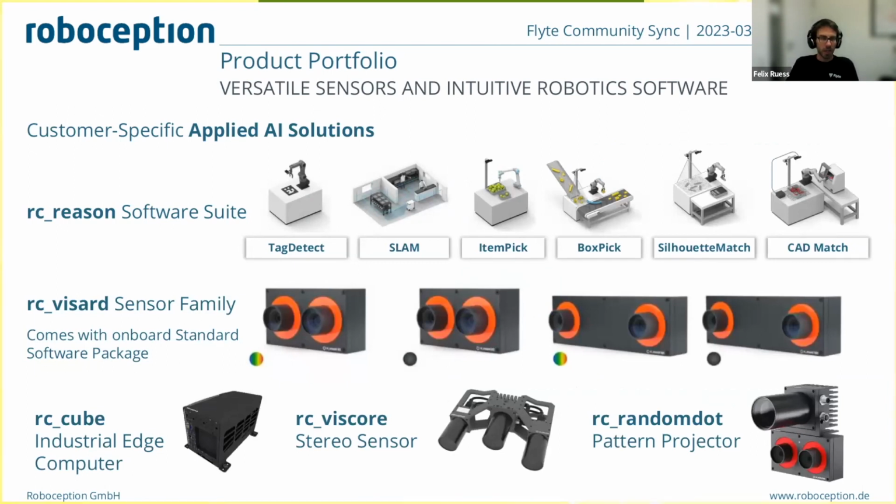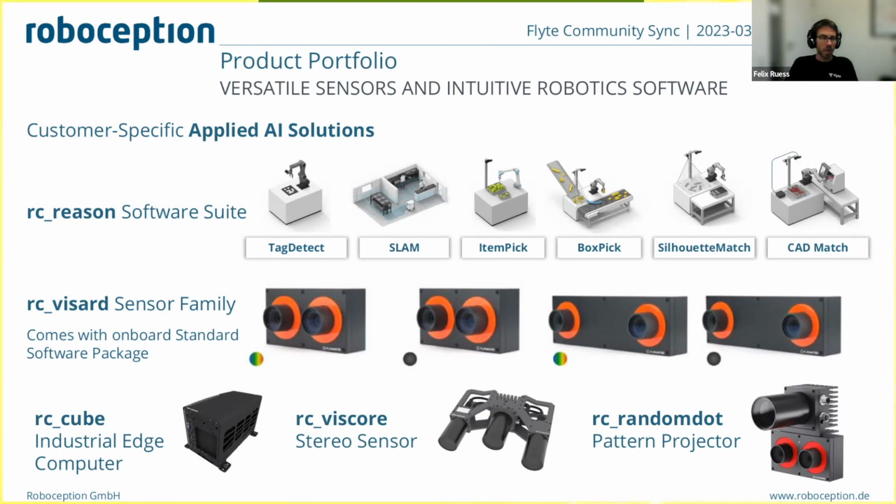Just briefly, so that you have an idea of what we do. We have a hardware line of 3D stereo sensors. This is the rc_visard sensor family that you see in the middle there. That's basically a smart camera, so it has a processor on board with an NVIDIA Tegra GPU on it, so we can do some processing on the camera directly, and you don't need an extra external industrial PC.